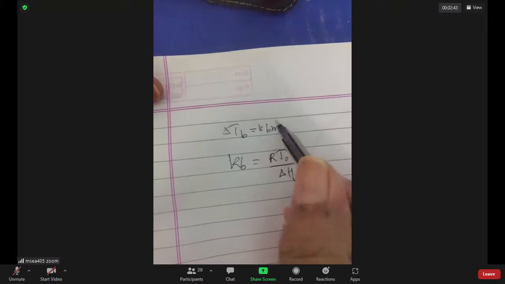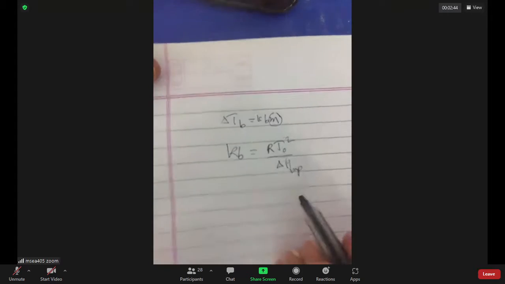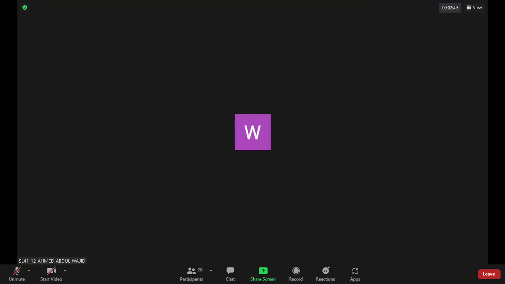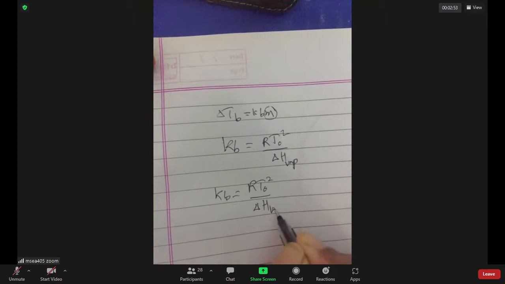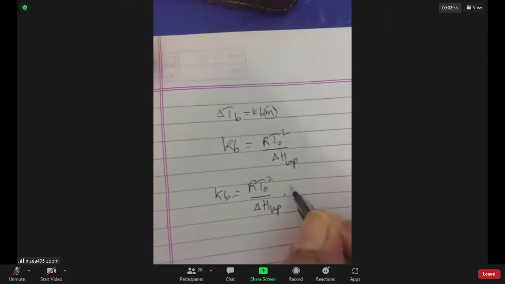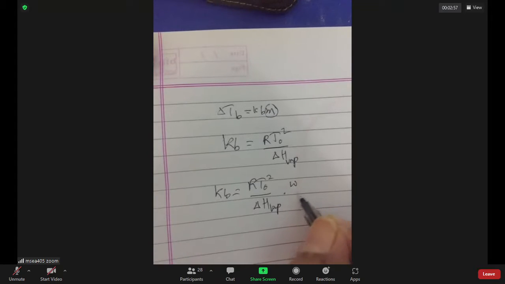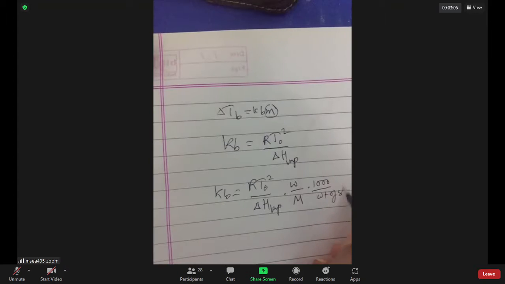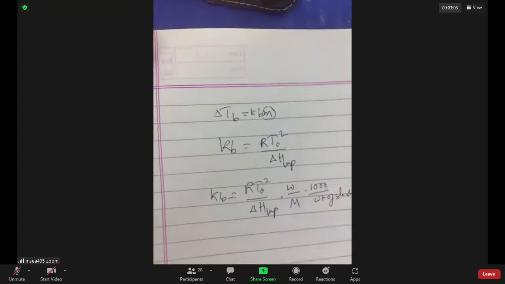Sir, what is molality? I can say Kb is equal to R T0 square by delta H vap into molality, which is equal to weight of solute by molecular weight of solute into 1000 by weight of solvent. Yes or no, sir? Yes, sir.